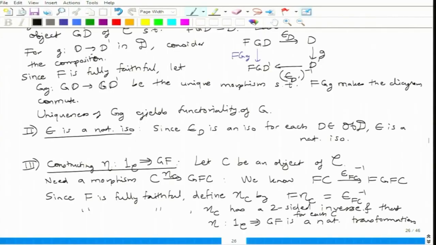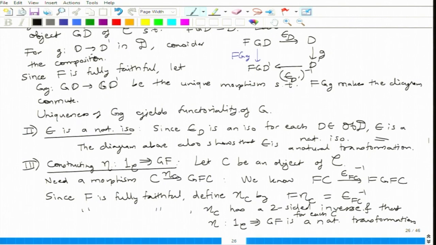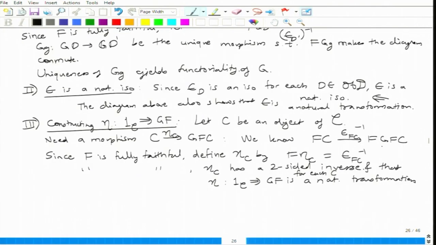Same idea, we have actually done that over here, same diagram. While doing that, we have shown that epsilon is a natural... Let me just write it, the same diagram, the diagram above also shows that epsilon is a natural transformation, and therefore it is a natural isomorphism. Similarly, eta is a natural isomorphism. Okay, so this finishes our proof.